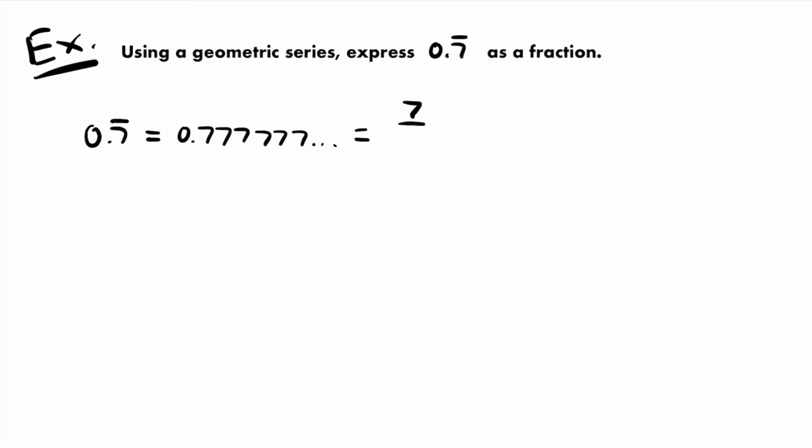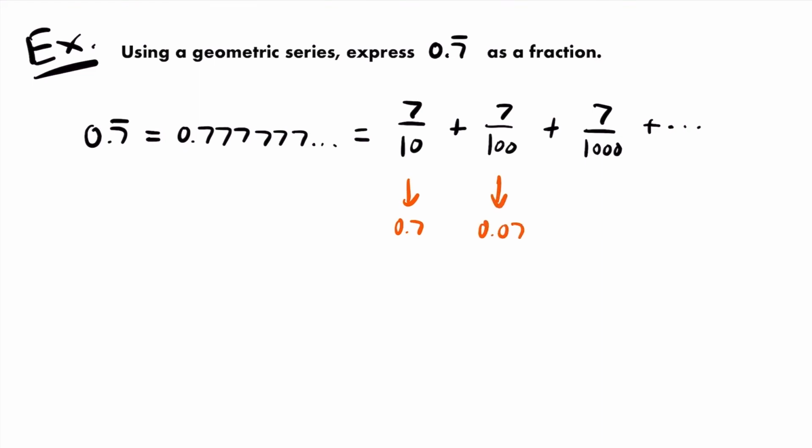We will have 7/10 plus 7/100 plus 7/1000, and we can continue on from there. And so the reason why these two expressions are equal is because 7/10 is 0.7, 7/100 is 0.07, and 7/1000 is 0.007. And of course, we're adding those together, and that would continue on forever.